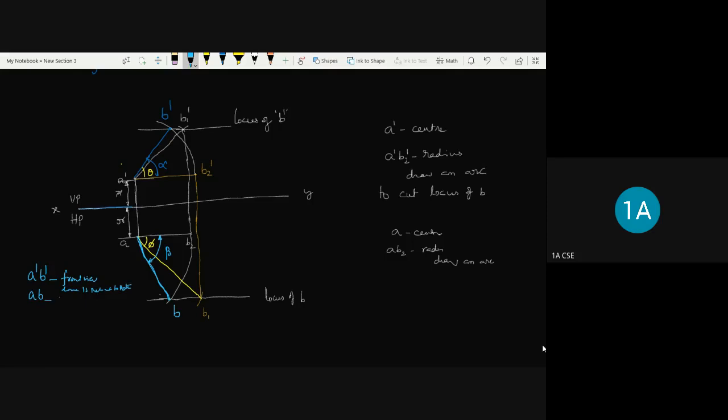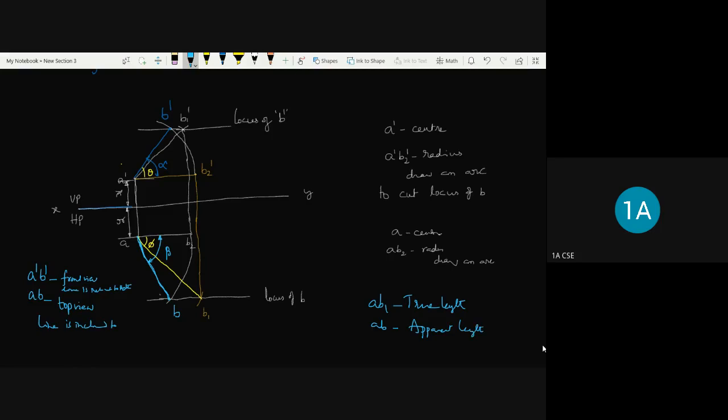Whereas AB represents the top view when the line is inclined to both the planes. And AB1 represents the true length when it is inclined to only the vertical plane. AB1 represents the true length of the line, and AB represents the apparent length of the line.